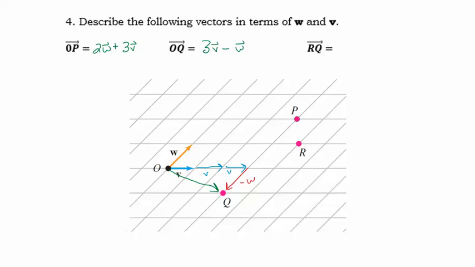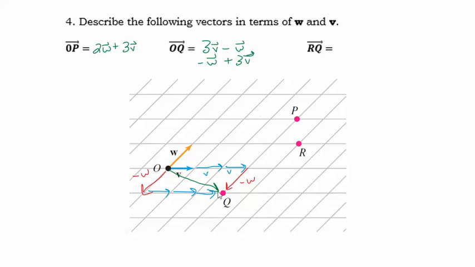Or you could go this way first if you wanted to. Negative W and then add 3 V's. That's the same thing. What that's showing is the commutative nature of adding vectors. We can switch the order of this addition and we get the same answer.